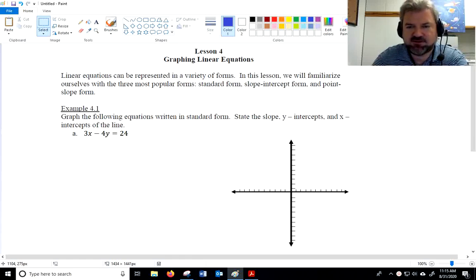All right, welcome back. We're going to continue studying linear equations in this lesson. In the last lesson, we focused primarily on finding slope. Today, we're going to graph them. So let's take a look at our first example.